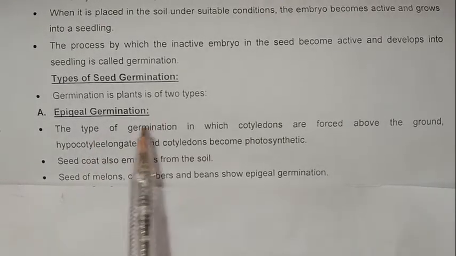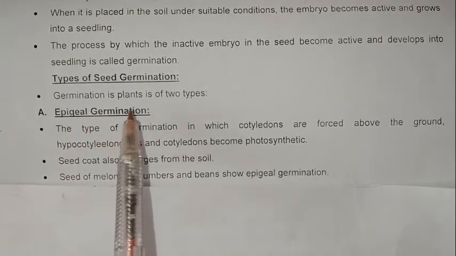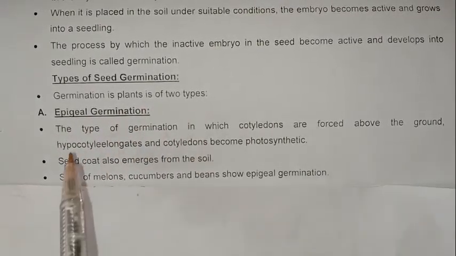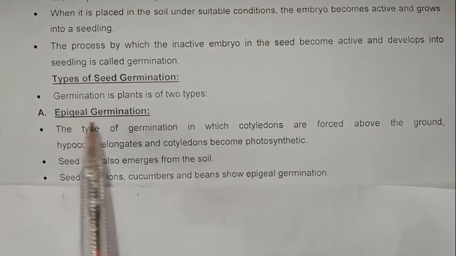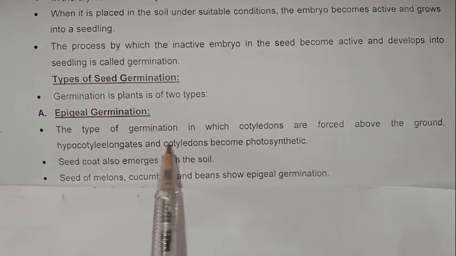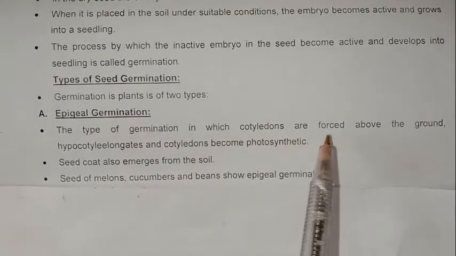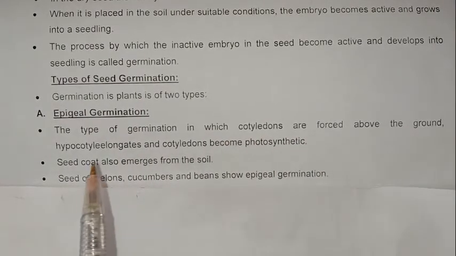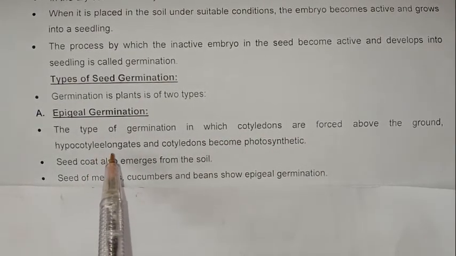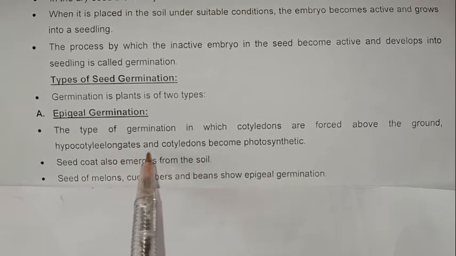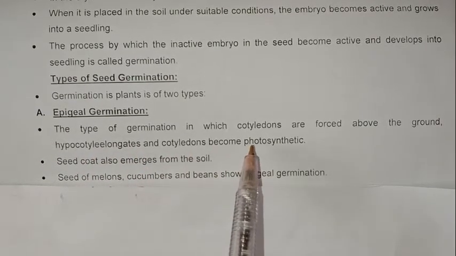Types of seed germination. Germination in plants is of two types. Epigeal germination: the type of germination in which the cotyledons are forced above the ground. The hypocotyl elongates and the cotyledons become photosynthetic.